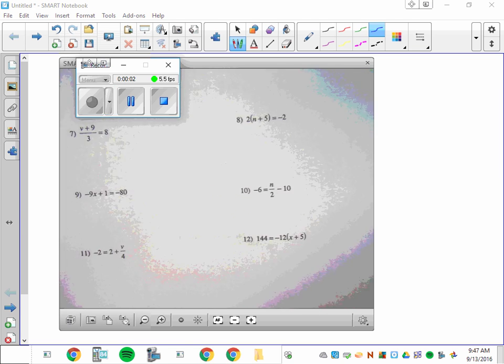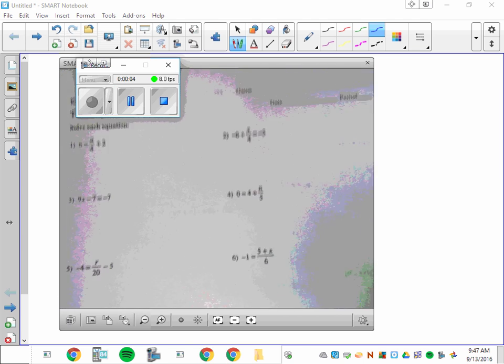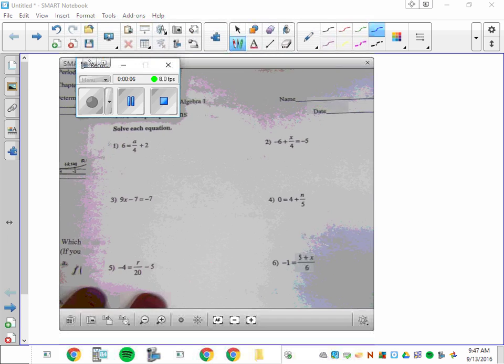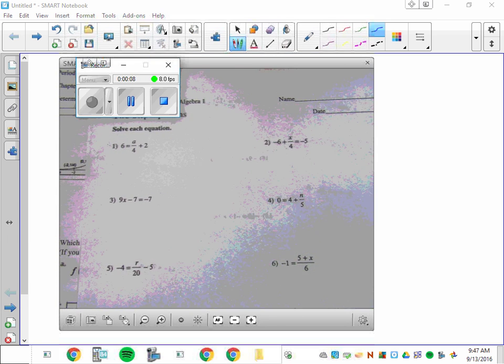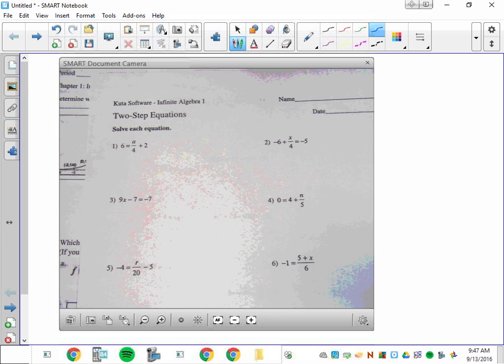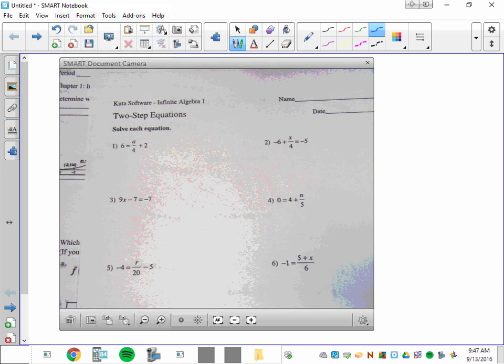In the last assignment, we solved one-step equations, and today we're going to solve two-step equations. Looking at number 1, how many operations are there in that equation? There are 2. What are they? We have a divide, and we have an addition. There are 2 operations. Okay?